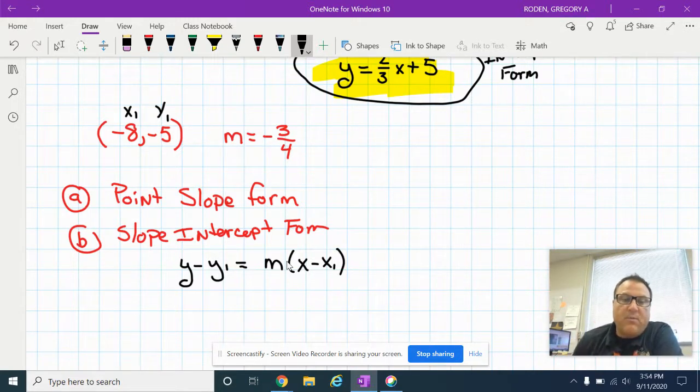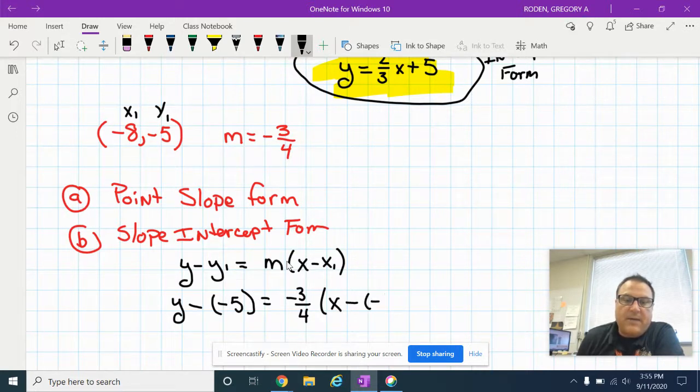So instead of a y1, what can we put in for y1? Well, yeah, that's a -5. So we get y minus -5 equals m. Well, what's our m? Well, yeah, that's -3/4. And then we have x minus x1. Well, what's x1? Minus -8.